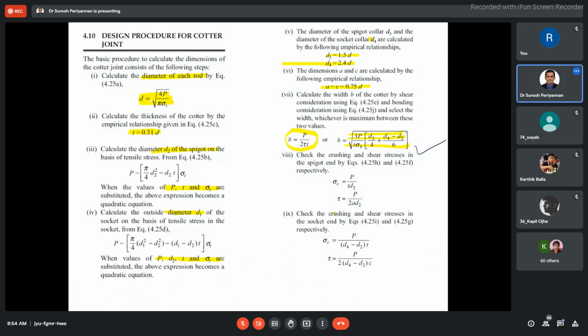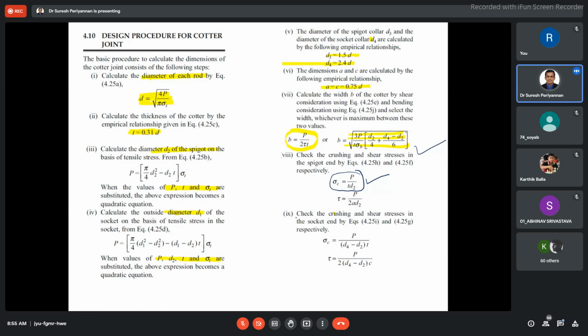Now, the last couple of steps, we have to go for verifying the crushing stress on the socket, and verifying the crushing stress on the spigot. This we already discussed. Now we are verifying that. Suppose the crushing stress is given in the problem directly, then we are able to find out the T or D2 also. Okay. Once we go to the problem, you can understand.